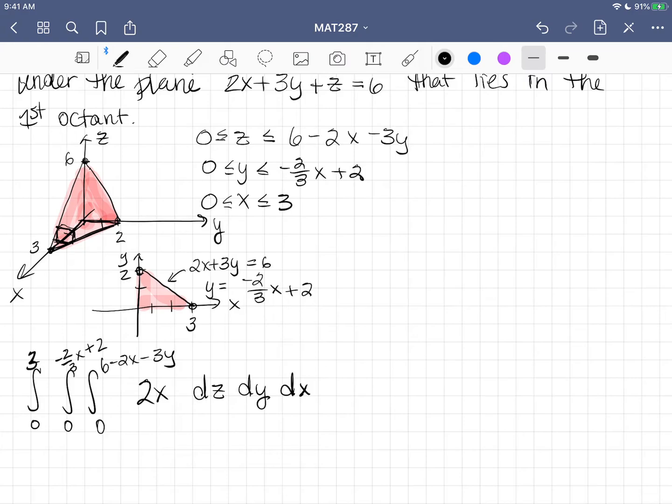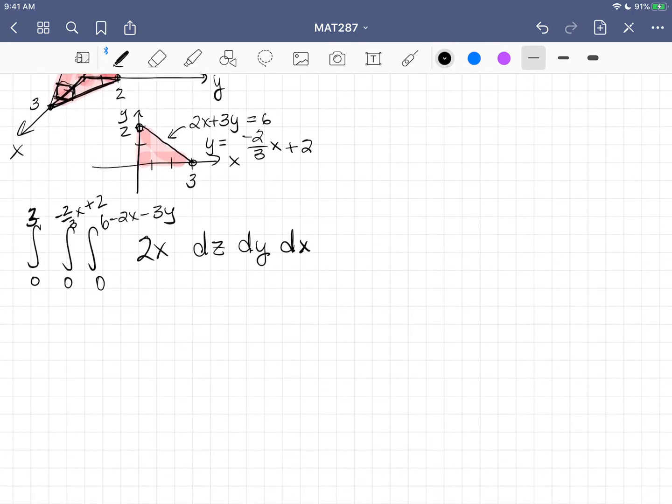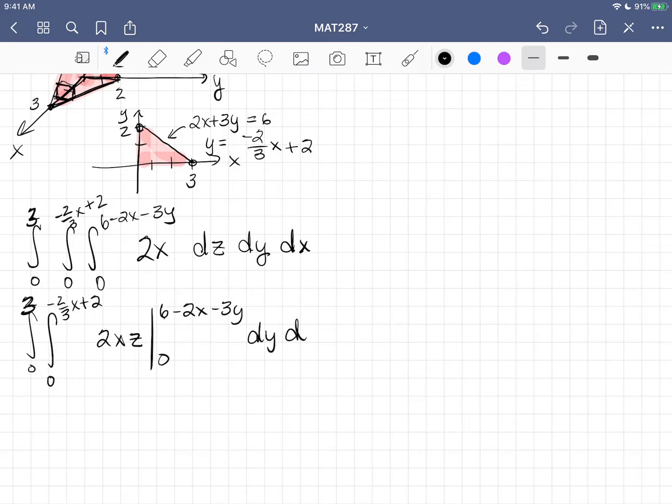Once I've got it set up, it's just a matter of evaluating that integral. My advice to you is to take it one step at a time. These integrals shouldn't be terribly complicated, but they are tedious. The first thing I want to do is integrate with respect to z inside here. There is no z in the 2x term, so this integrates as the integral from 0 to negative 2/3 x plus 2 of 2xz from 0 to 6 minus 2x minus 3y, dy dx.